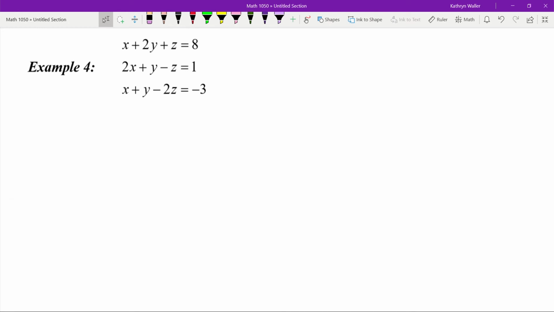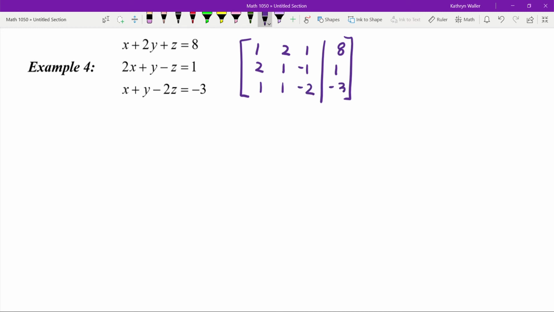Very slowly. Okay, set your matrix up. Across the top, 1, 2, 1, solid line, 8. Underneath, 2, 1, negative 1, 1. Underneath, 1, 1, negative 2, negative 3. Everybody freeze right here. Stay with me. All right. I need this to be a 0.